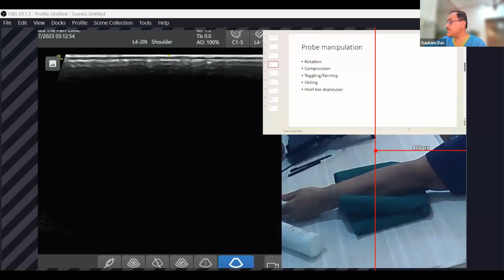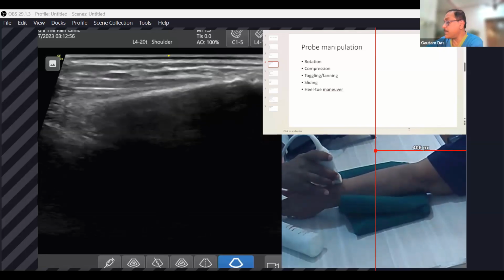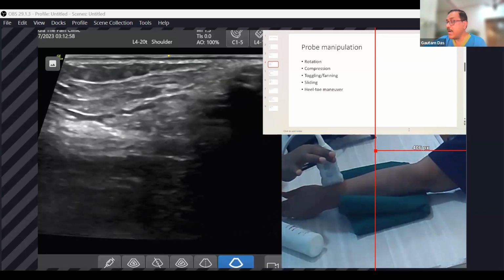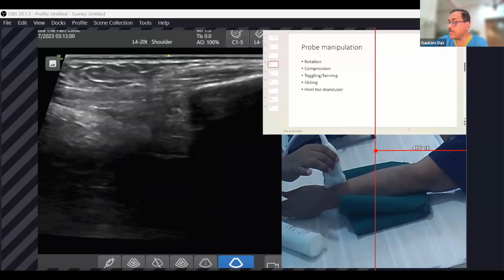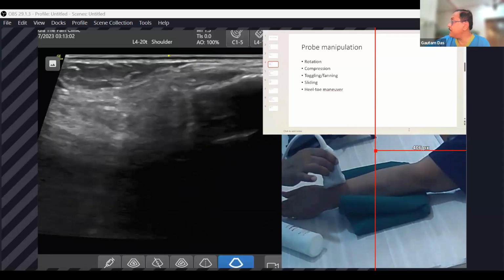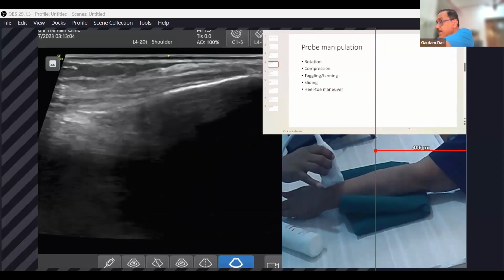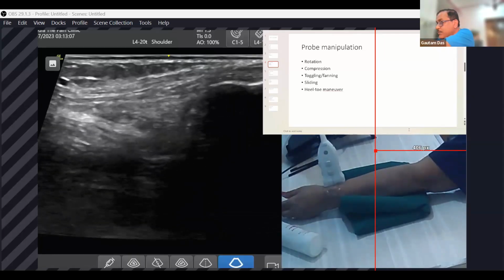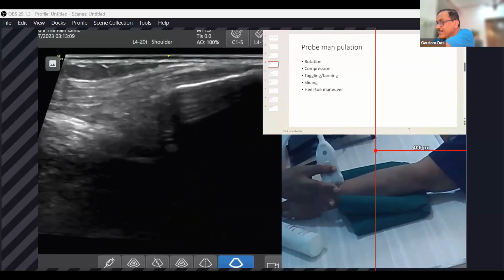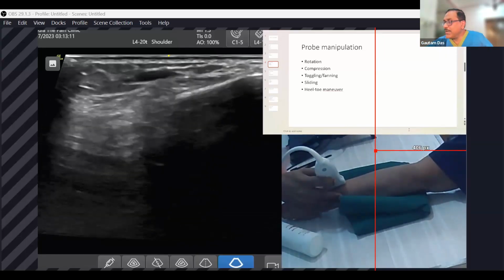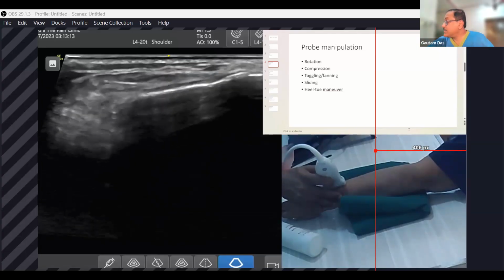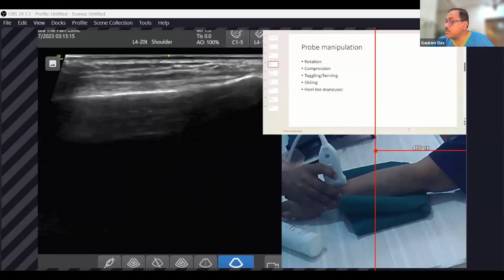Next is your toggling. Toggling means, suppose I'm holding the probe like this, and I'm changing the angle in a fan-shaped manner. I'm just showing you this way, but ideally I should be holding the probe like this. So if I'm doing it like this, this is your toggling. So you're changing the angle, and many times you need to toggle it.